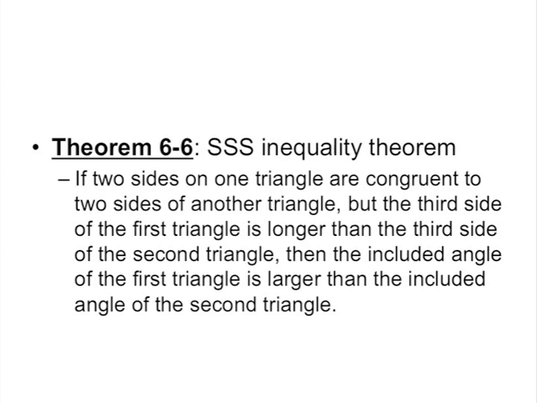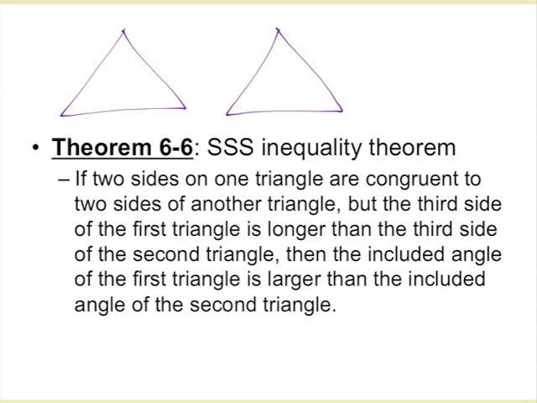Our second theorem for today is the side inequality. Once again, we had a congruence for this before, but now we're saying that they're not congruent. It says, if in two triangles I know that two sides are the same, but the third side is not the same, then the angle across from the bigger side will be bigger than the angle across from the smaller side.